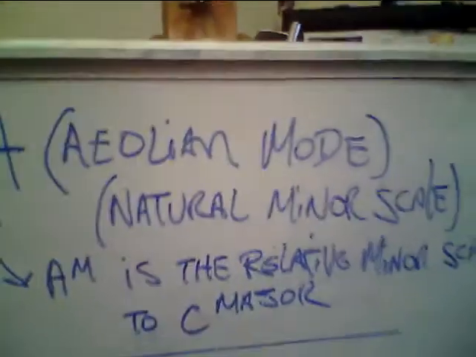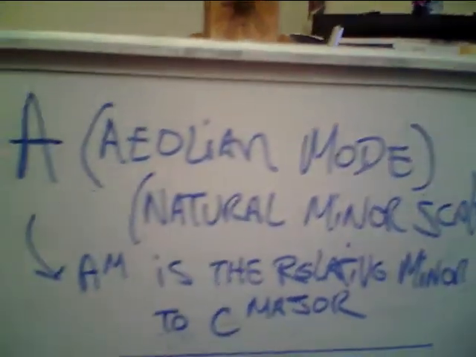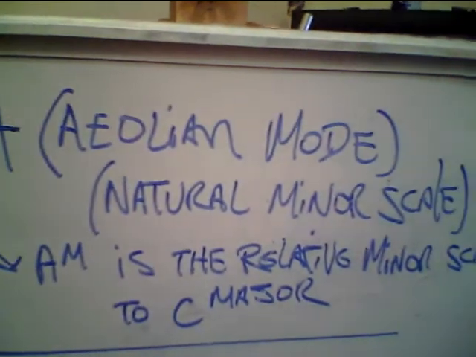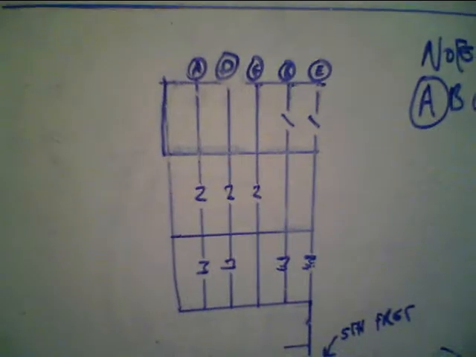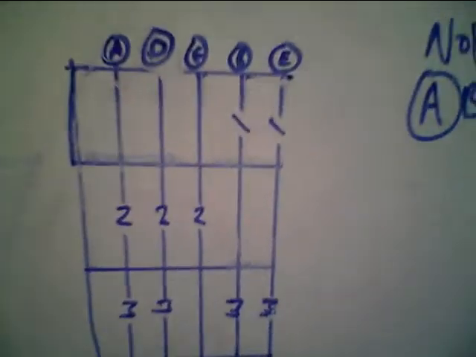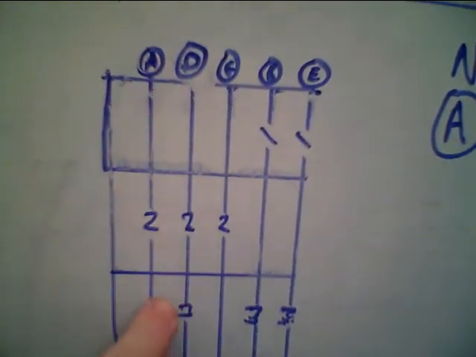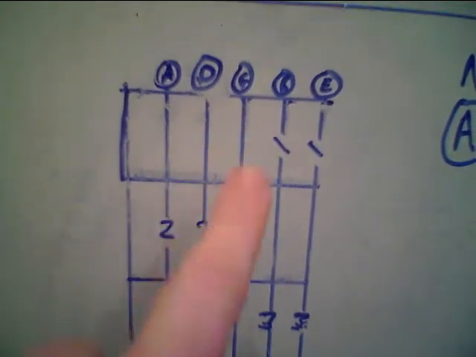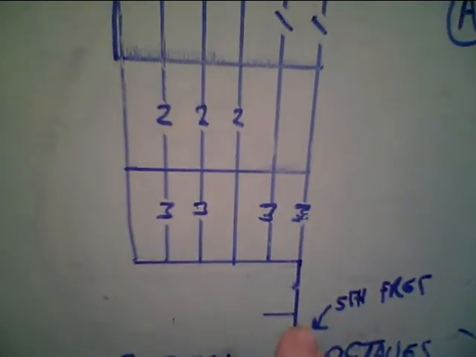Okay, I just want to show you this again over on the board. So you have the Aeolian mode, natural minor scale. The A minor scale is the relative minor scale to C major. And this is the tab you could use. You can see there, open 2, 3, open 2, 3, open 2, open 1, 3, open 1, 3, and then we went outside to the 5th fret just to resolve it to another A.